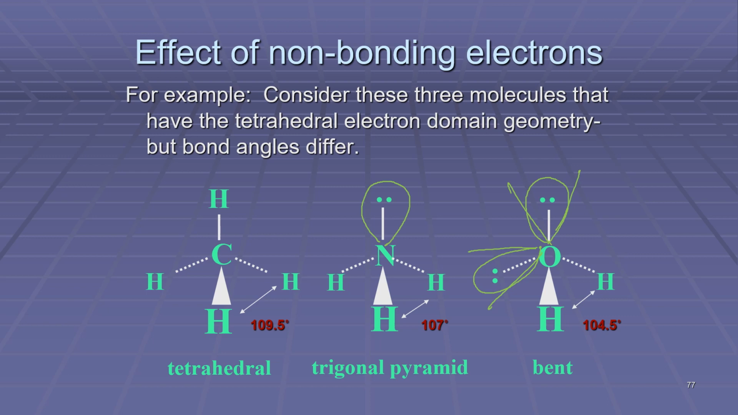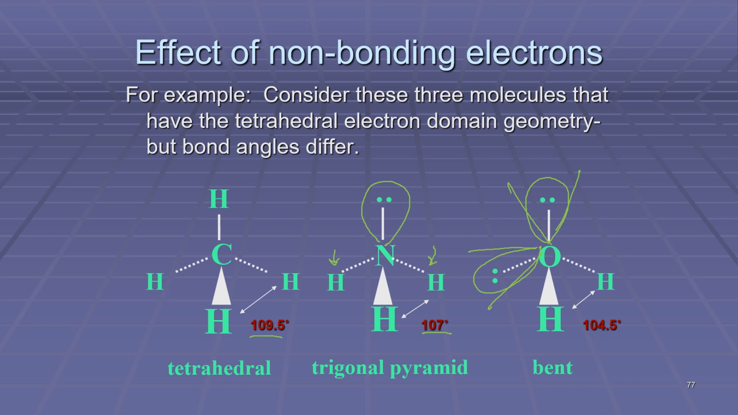So we can see here the three molecules that have the tetrahedral structure. Carbon with all four bonds is 109.5, so it's the standard bond angle. Ammonia, because it has one unshared pair, gets these pushed a little bit closer together. So actually the bond angle is slightly smaller than 109.5 because the unshared pair takes up space.